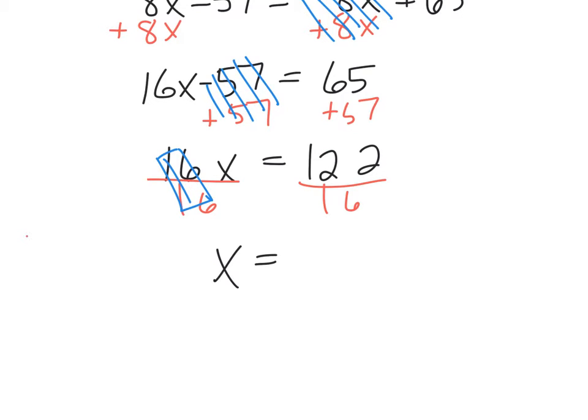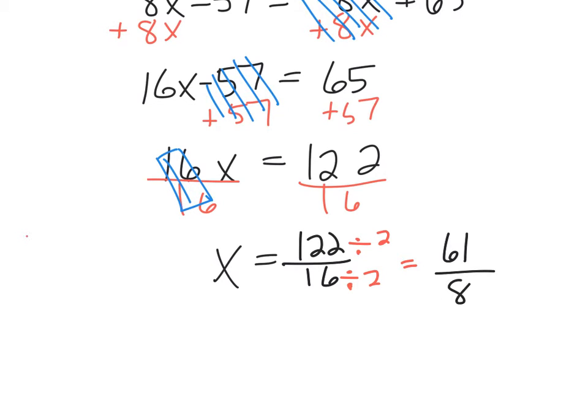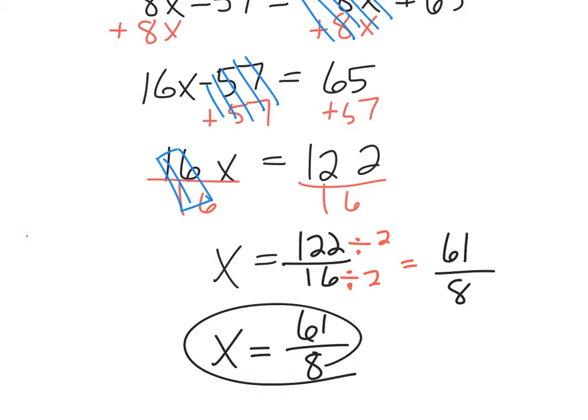So what we're going to do is we're going to take this fraction, which is 122 sixteenths, and we're going to simplify by dividing both the numerator and the denominator by 2. So that gives us, let's see, 61 over 8. And that's our answer. X is equal to 61 over 8.